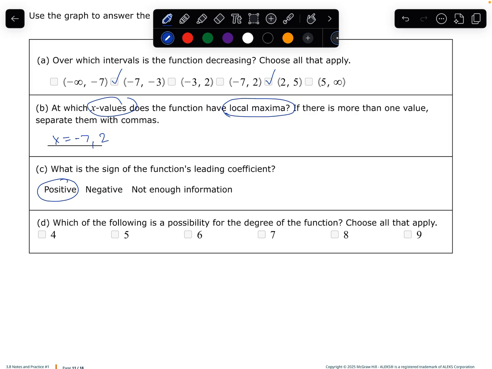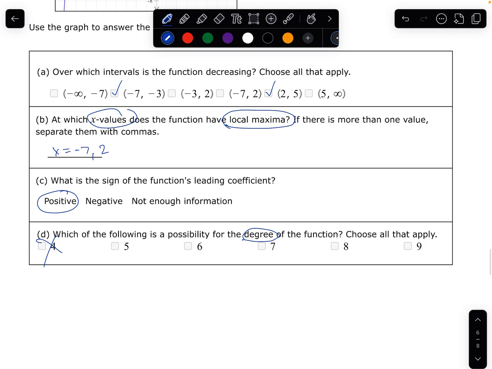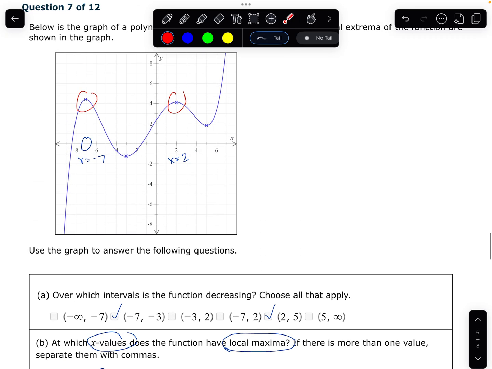Which of the following is possibly a degree for the function? So what could be the degree? Well, I know that the degree has to be odd, so I know it can't be 5, 6, or 8. And now we don't know for sure what the degree is, only that it's odd. And then we can also state like what it could possibly be.